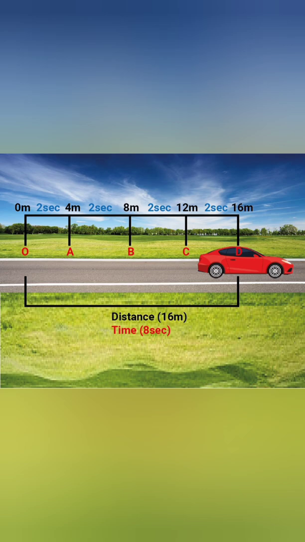Now suppose if a body travels in a straight line and covers equal distances in equal intervals of time, we can say that the body is in uniform motion. In other words, an object in uniform motion travels in the same direction at the same speed.